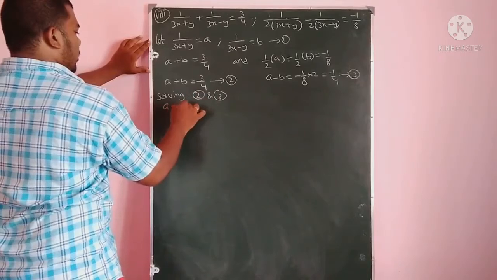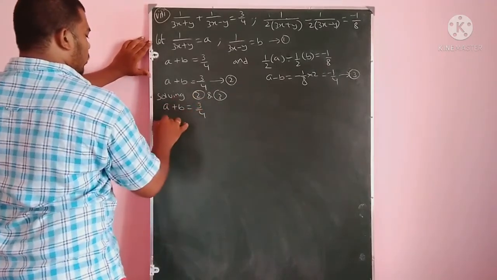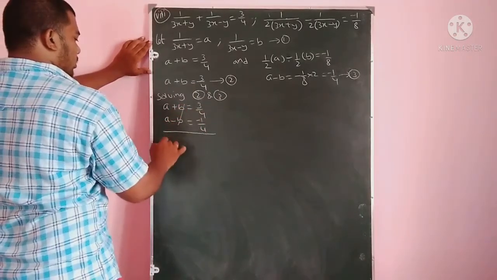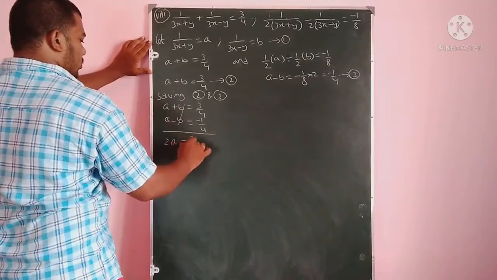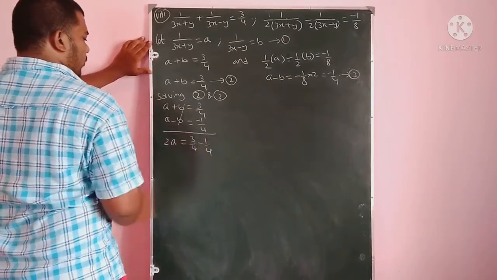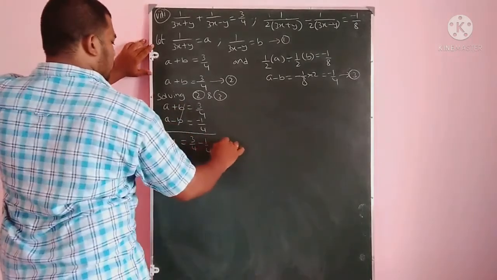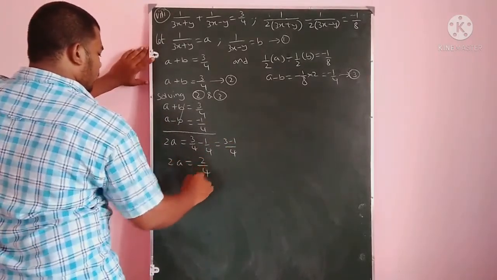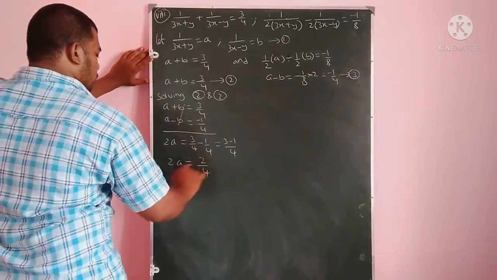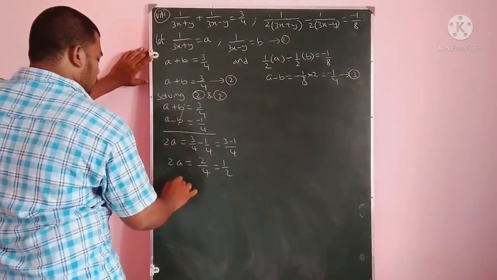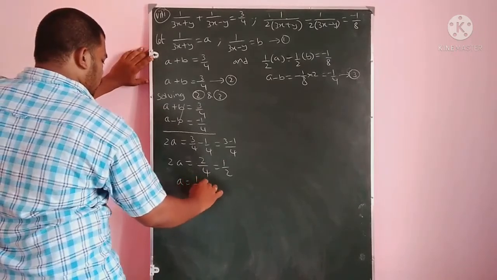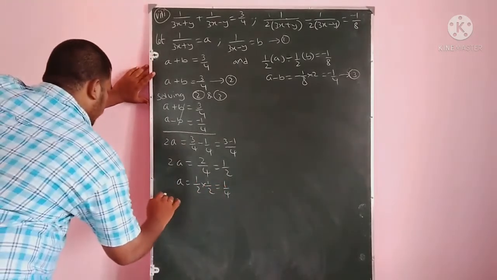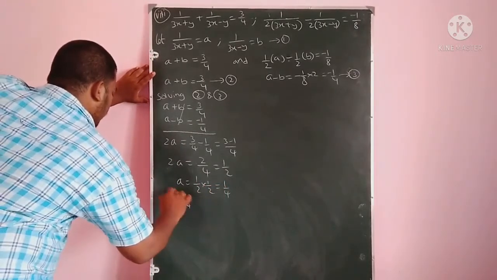what will we get? a plus b is equals to 3 by 4. a minus b is equals to minus 1 by 4. If you add this, 2a is equals to 3 by 4 minus 1 by 4, because we are not changing the symbols. This is 3 minus 1 by 4. 2a is equals to 2 by 4. So equals to 1 by 2. Then a is equals to 1 by 2 into 1 by 2. This 2 transposes to this side, equals to 1 by 4. So therefore a is equals to 1 by 4.